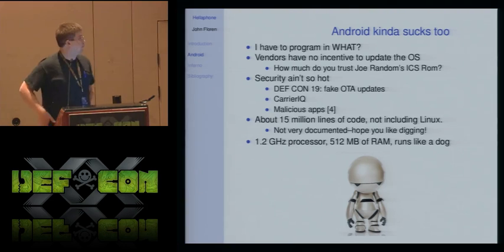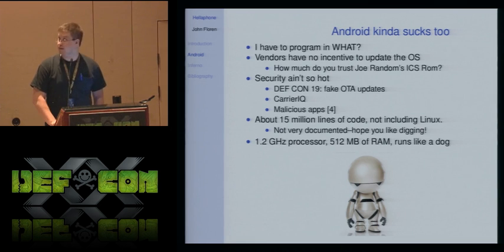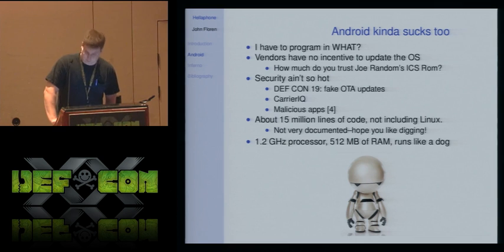And then my phone, for example, has a 1.2 gigahertz processor and 512 megs of RAM. It still runs like a dog. I mean, it ran like a dog when I got it. You run a few apps, and then pretty quick your memory's all full.